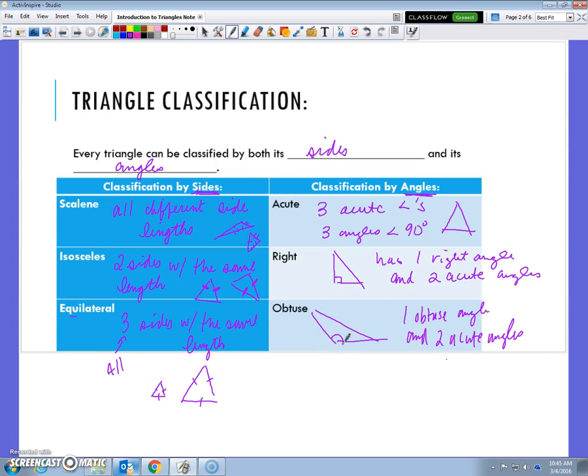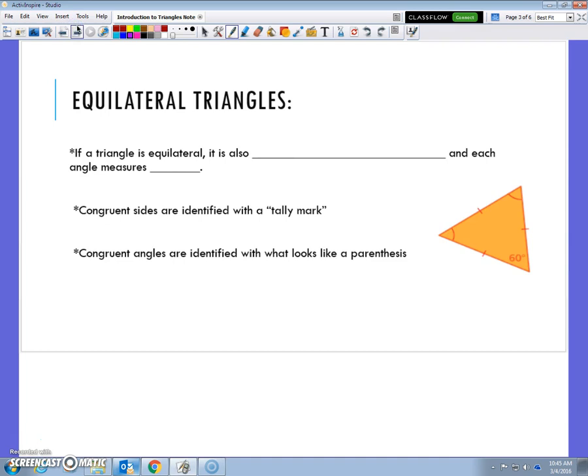And I'm sure you've learned about these a little bit in the past. So we have two different types of classifications. We have scalene, isosceles, equilateral: all sides are different, two sides are the same, three sides are the same. And we have acute, right, and obtuse, and these describe the angles: three acute angles, one right angle, one obtuse angle. So let's take a look here and start classifying these.